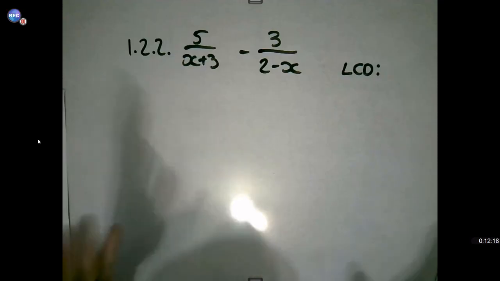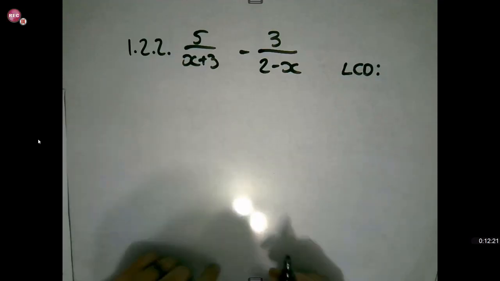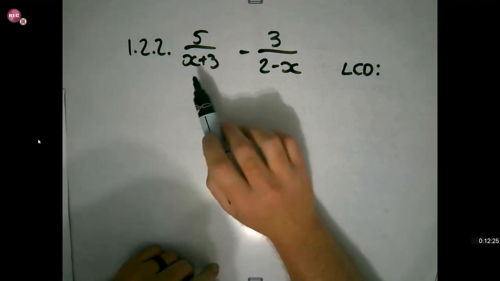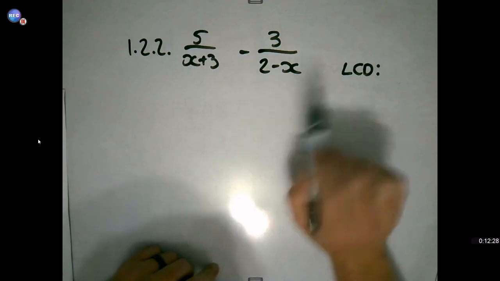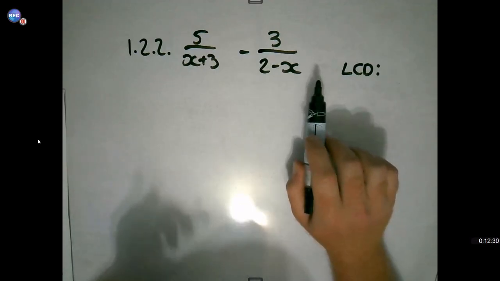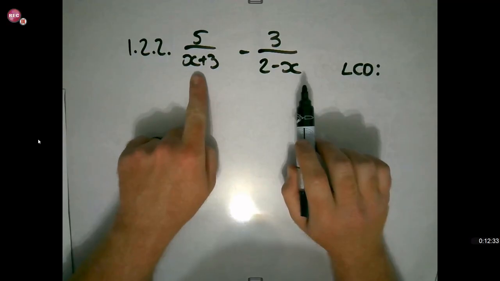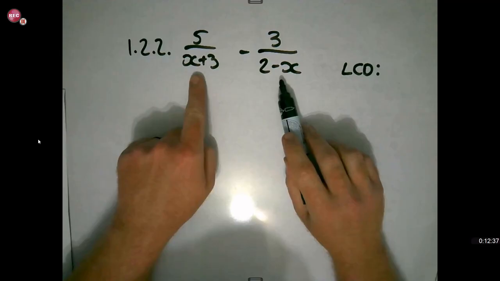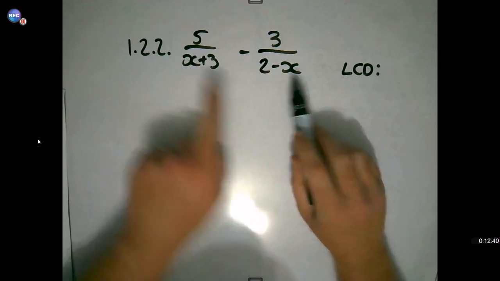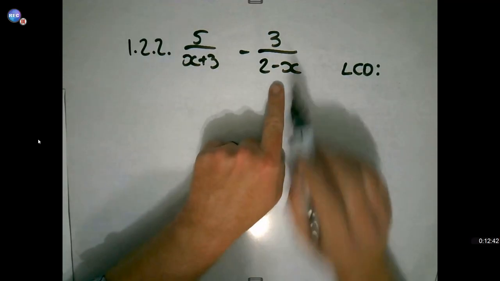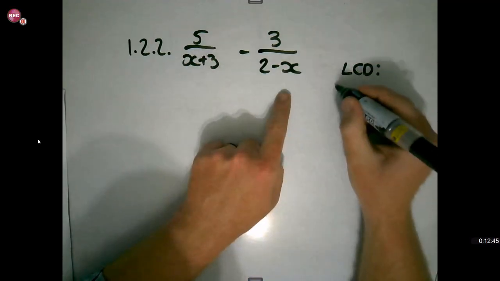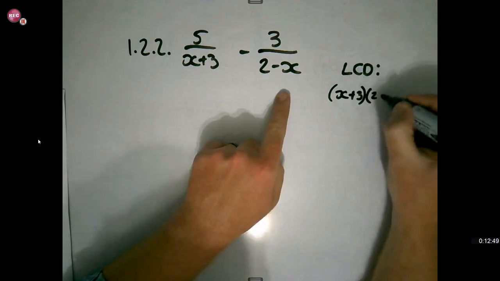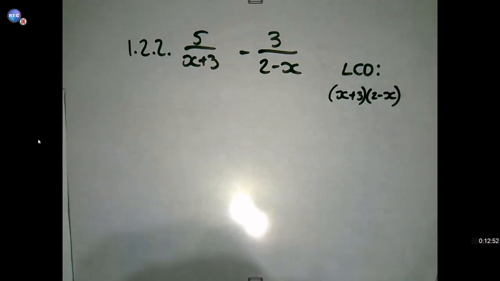This is not just an easy thing. You physically need to go and sit and check. What does this denominator not have that this one has, and then vice versa? Okay? So in this case, the denominator over here is x plus 3, but it needs a 2 minus x. And then if you go look at this, you've got the 2 minus x, but you need x plus 3. So at the end of the day, your LCD would then be x plus 3, then 2 minus x. There's your LCD.